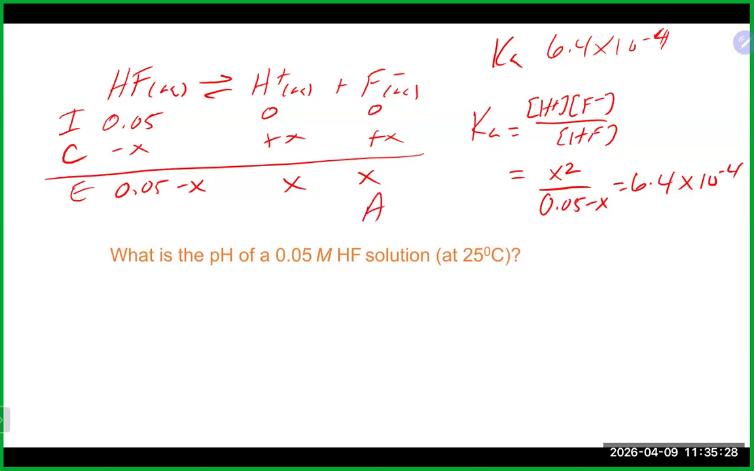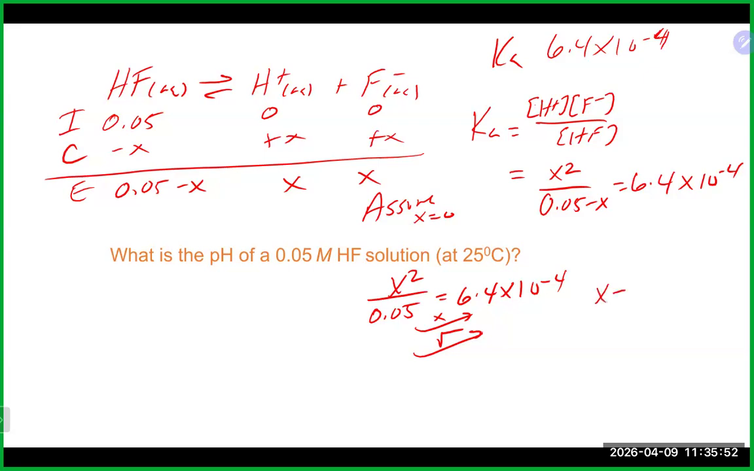Now, on the problem that we finished at the end last time, we did an assumption and we did assume that x was equal to 0. And in this particular case, if we do the same thing, we will get x squared over 0.05 equals 6.4 times 10 to the minus 4. I'm going to multiply and then square root afterwards. 6.4 to the minus 4 times 0.05 and a little square root action. That's going to give us, in this case, an x value of 0.00, call it 566.